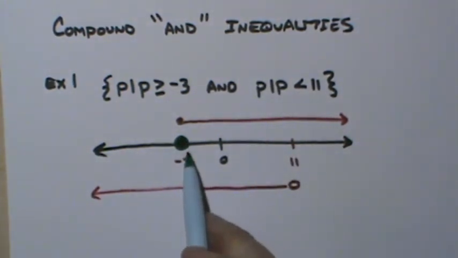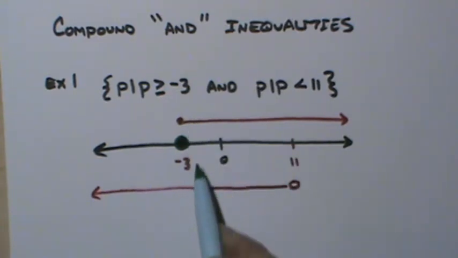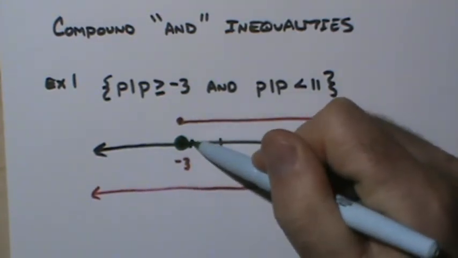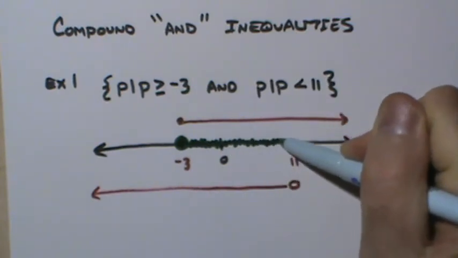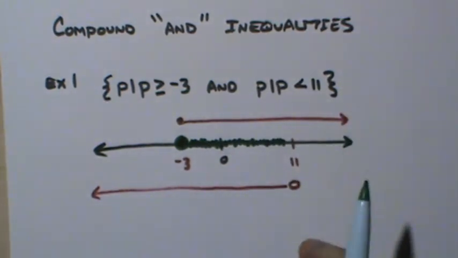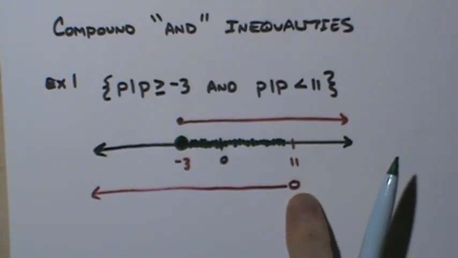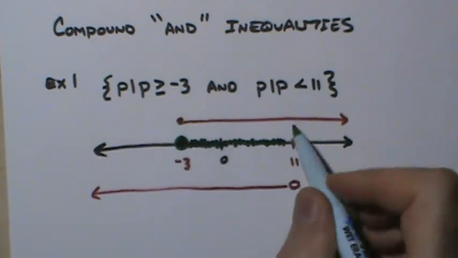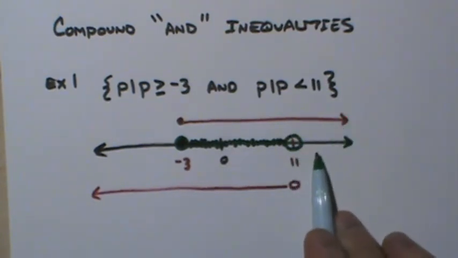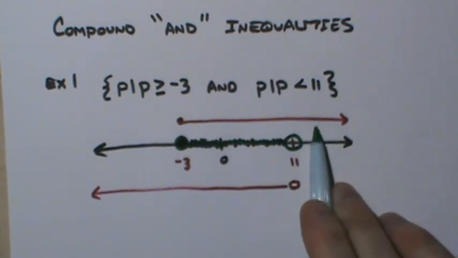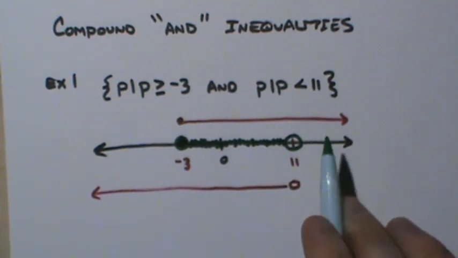All the way between -3 and 11, both of the shadings exist, so I'll do my shading on the number line. When I get to 11, because this is a hole, a ghost point, it doesn't really exist. Since it does not exist, I'll leave that as an open circle. And as I travel beyond the 11, I notice that I only have one of the shadings.